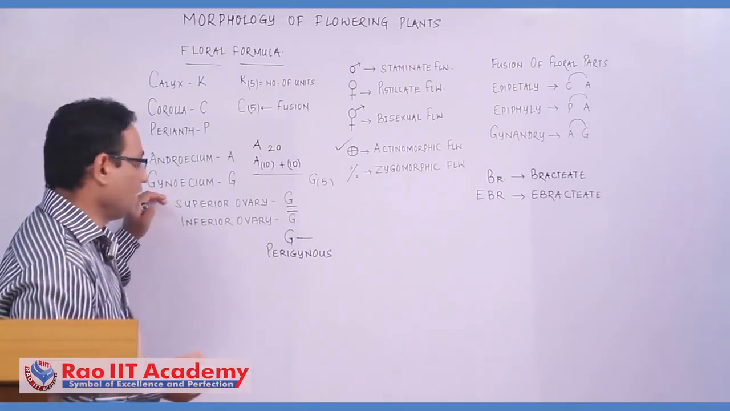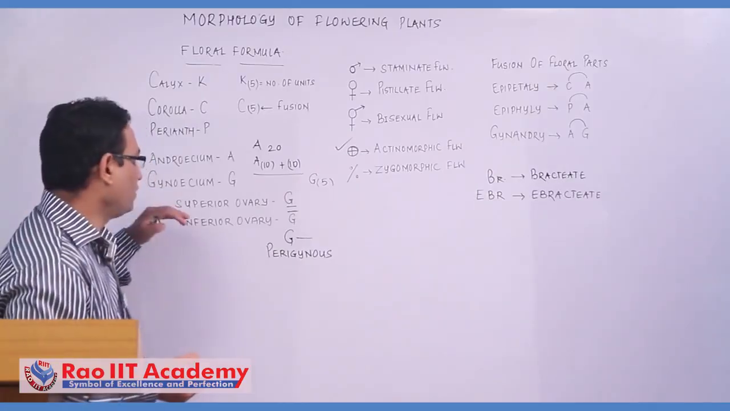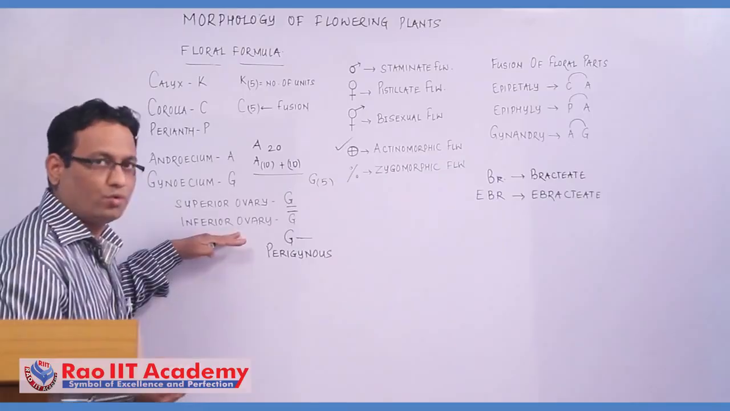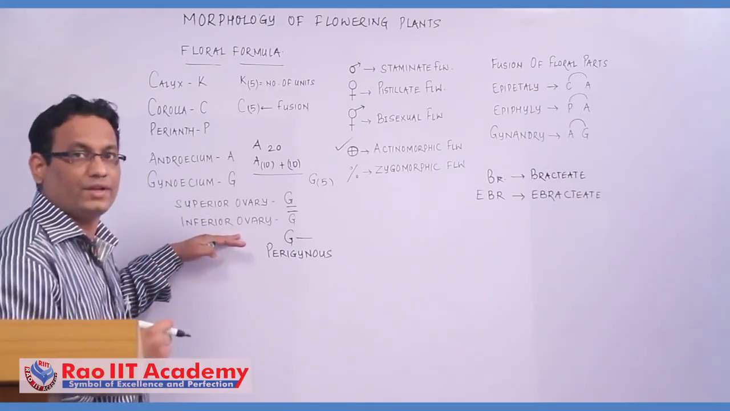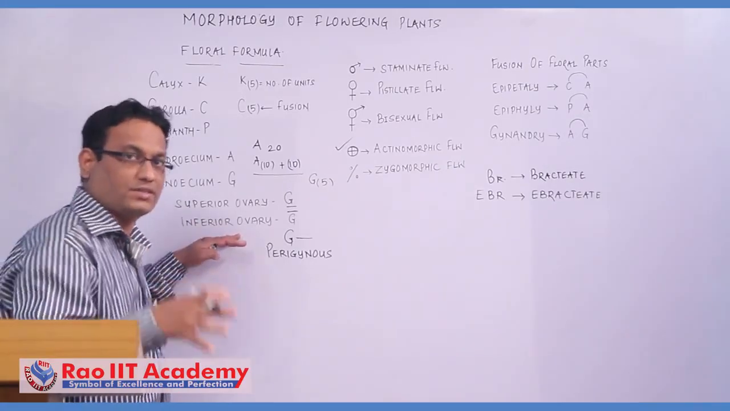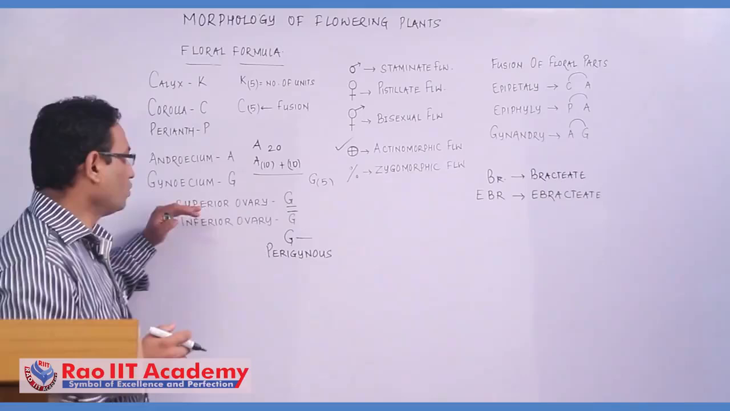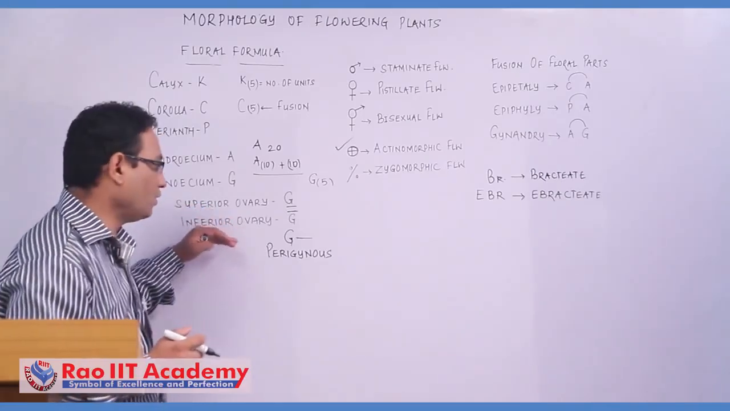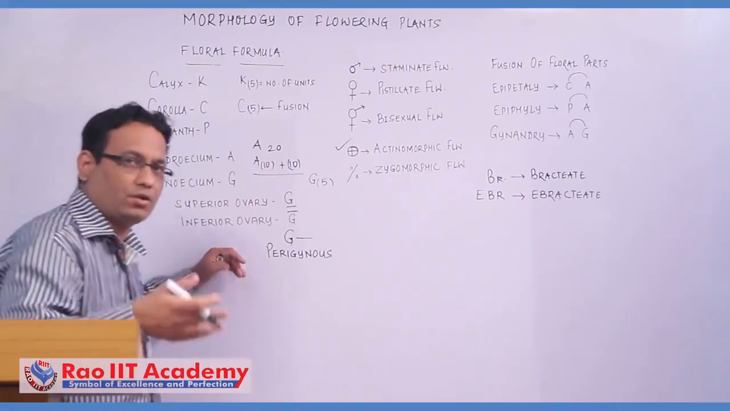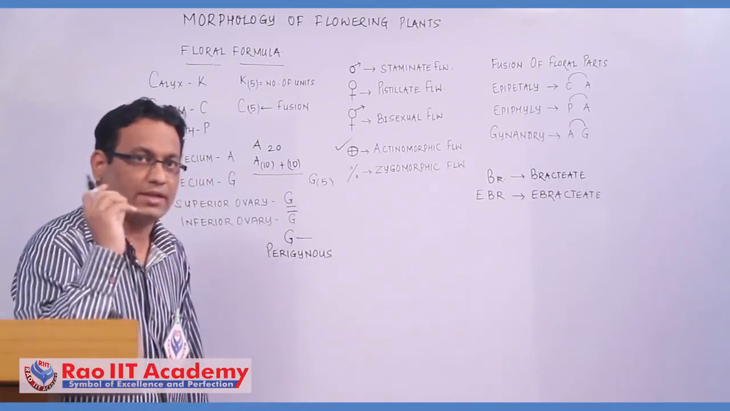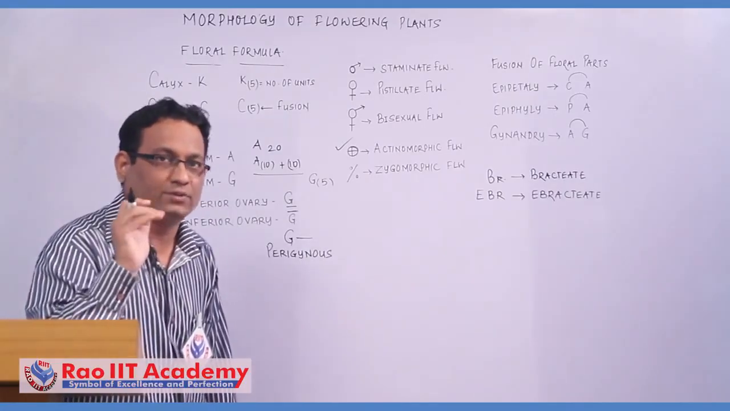In the gynoecium, in the carpel, we have the fertile part which is the ovary, and the position of the ovary is also an important character for classification. That's where we could have a superior ovary, inferior ovary, or a partly superior or partly inferior ovary where the exact position is not clearly known.